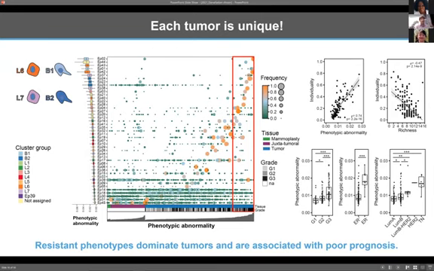When we saw this, to us it was in a way not really intuitive, because we always assumed that the most heterogeneous tumors are those that can best deal with treatment. But it looks like those tumors that have the poorest prognosis are actually those that are dominated by one or few tumor cell phenotypes.